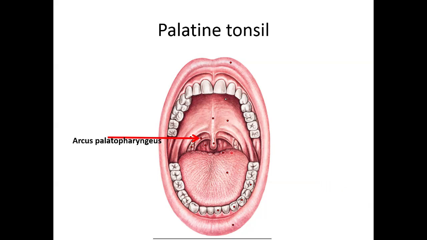So the palatine tonsil is located between arcus palatoglossus and arcus palatopharyngeus in the so-named sinus tonsillaris, and practically each therapist examines palatine tonsils a lot of times each day.